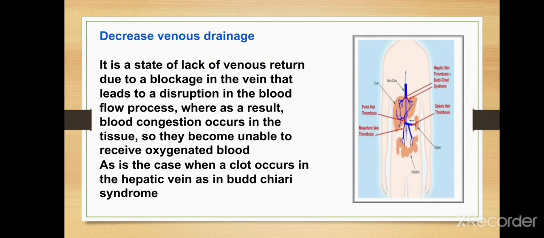Decreased venous drainage. It is a state of lack of venous return due to blockage in the vein that leads to disruption in the blood flow process, where as a result, blood congestion occurs in the tissue, so they become unable to receive oxygenated blood, as in the case when a clot occurs in the hepatic vein, as in Budd-Chiari syndrome.